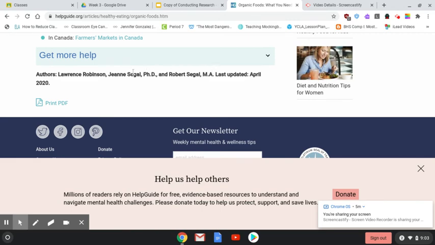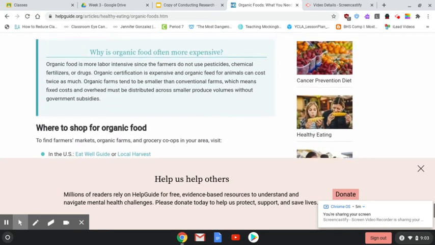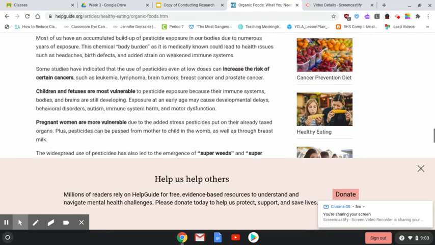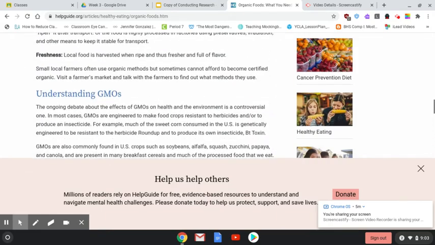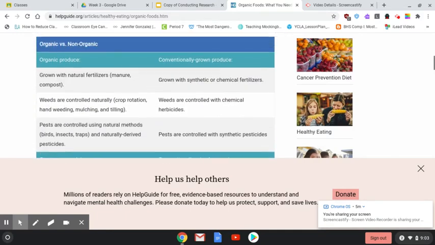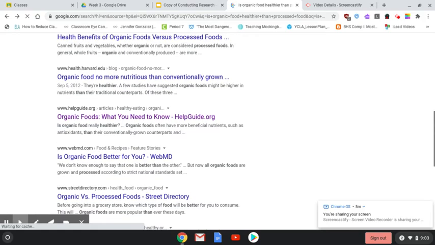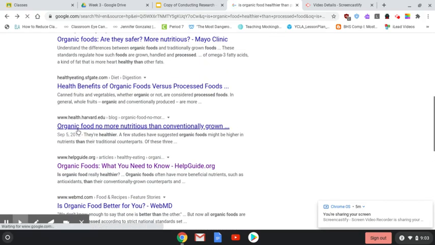It does give us the authors as someone with a PhD and someone who has a master's. So that is a good indicator. However, there are no links to other sources to back up this information. This is something that I would consider using, but I would also look at my other resources first. It's not necessarily discreditable based upon the authors, but at the same time, it's not something that I would look at seriously with the lack of linked resources. So let's go back and let's look at the health.harvard.edu website.